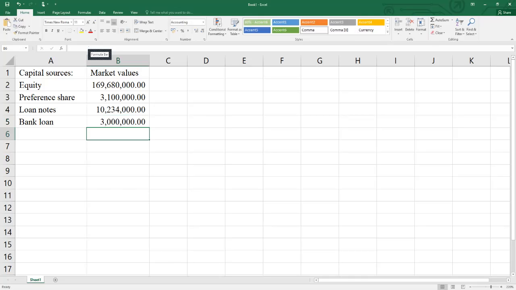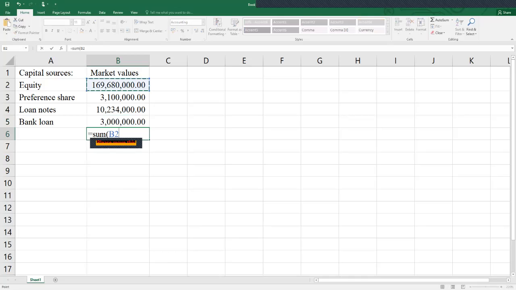Clear? Okay, it is. Therefore, we get the sum of the market value of all those four finance sources, capital sources. Therefore, that equals the sum of all these, and that's given for the total market value of the four capital sources of the company.